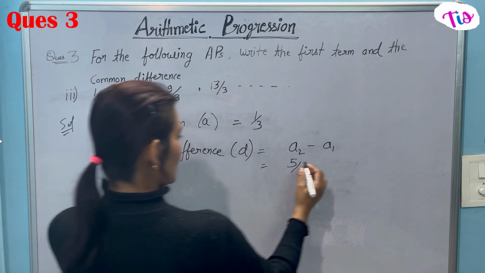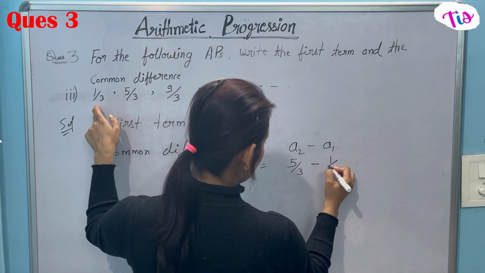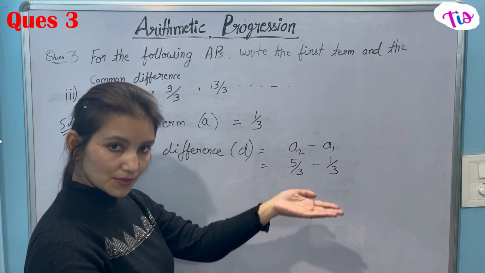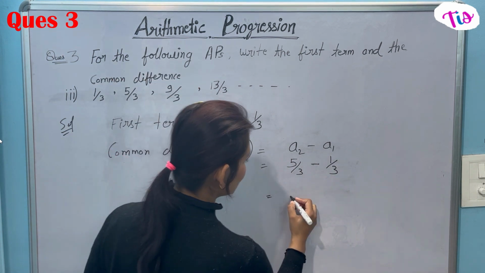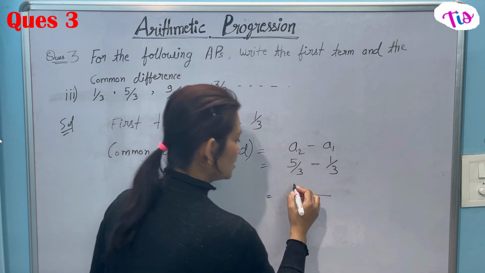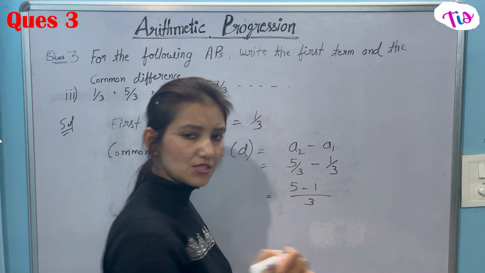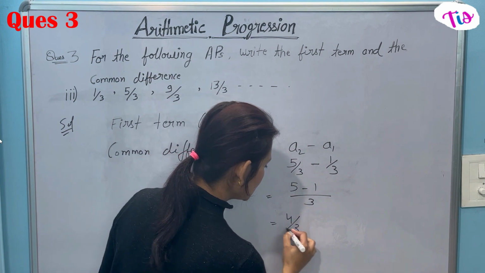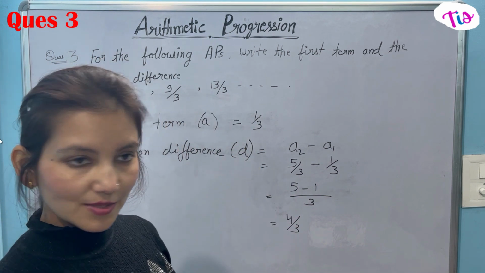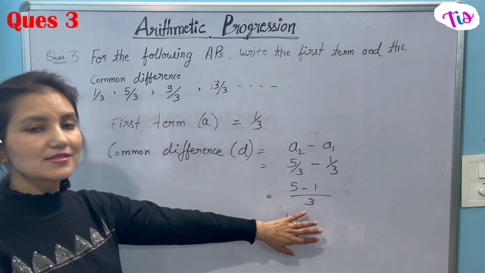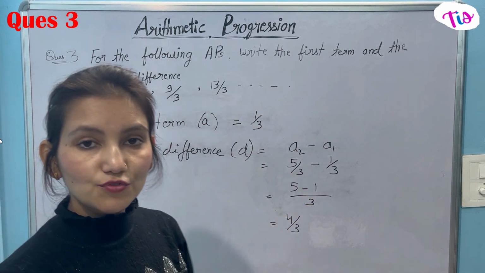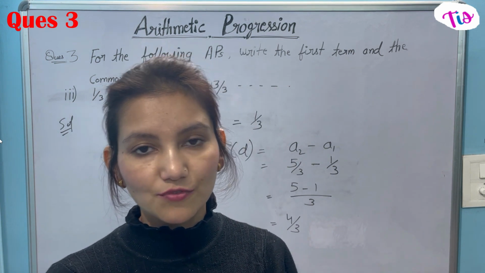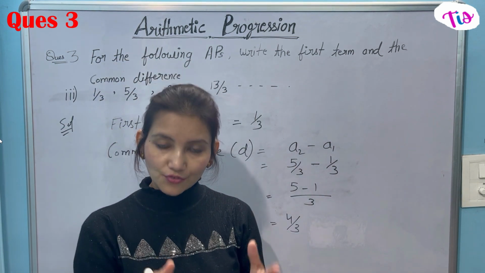5 upon 3 minus 1 upon 3, you have to subtract them. You'll just take the LCM, and the LCM would be 3. So 5 minus 1, and 5 minus 1 is 4. So the answer is 4 upon 3. This is the common difference. Simple. So this is our first term and this is our common difference, right? We have solved 2 parts of question number 3. Now let's move to question number 4.